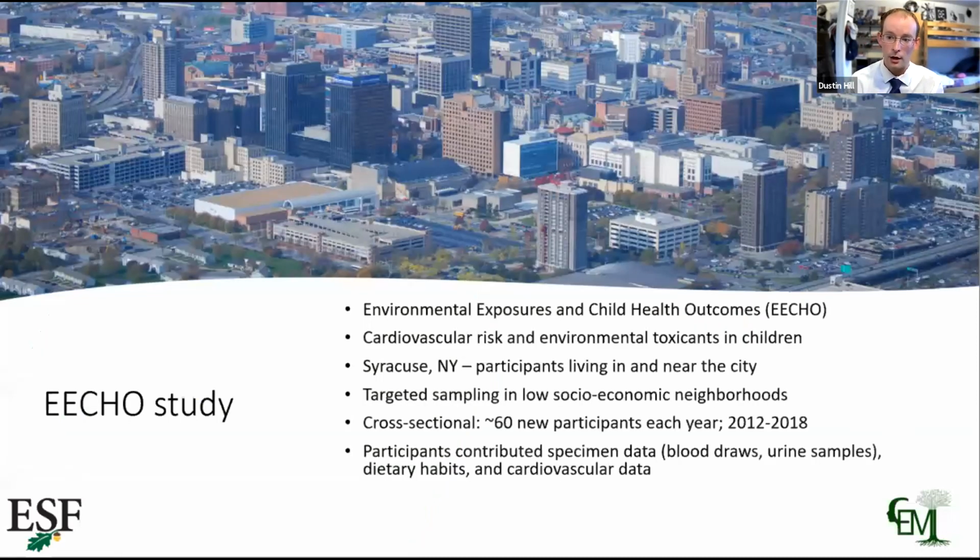So for this project, our colleagues at Syracuse University collected participant data as part of the Environmental Exposures and Child Health Outcome Study, which is an examination of cardiovascular risks and environmental toxins in children, specifically looking at metals, including lead, mercury, and cadmium. And the sampling was conducted in the city of Syracuse, with participants living both in and near the city area. There was targeted sampling in low socioeconomic neighborhoods, and the design was cross-sectional with around 60 new participants each year, sampled from 2012 to 2018.